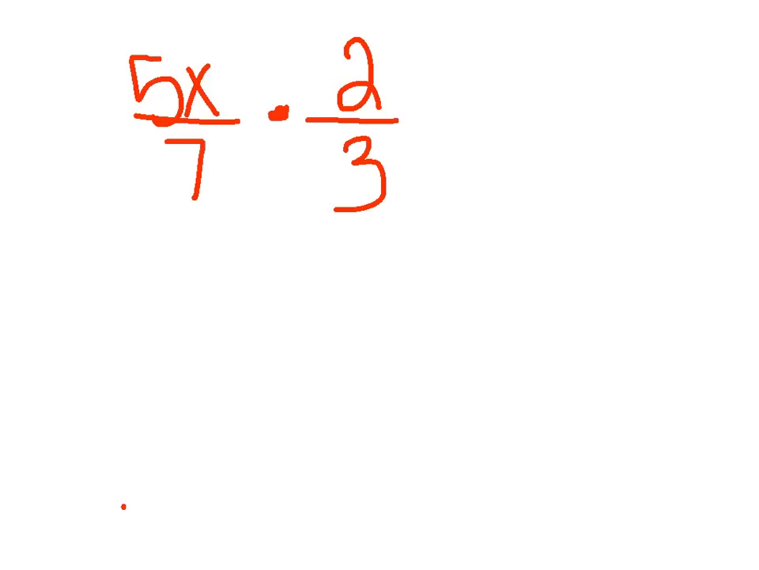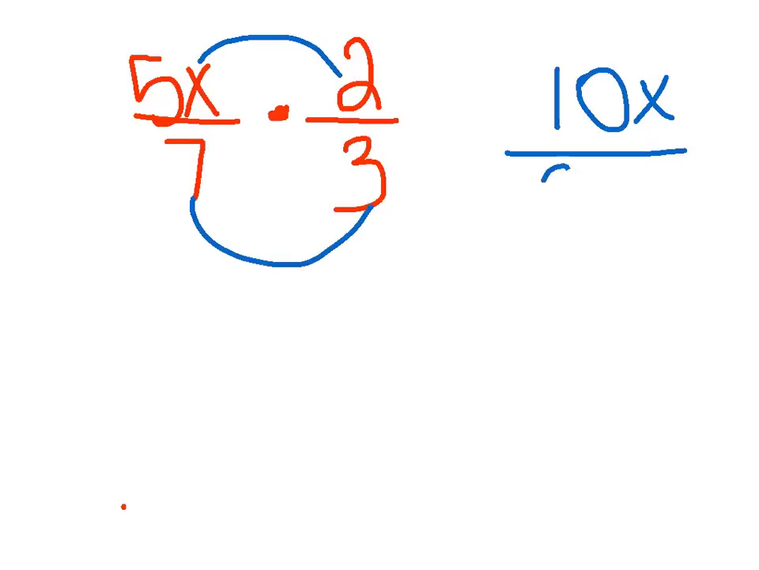Another way to multiply fractions is with variables. This, again, is very easy. You're going to just multiply across the top. 5x times 2x. If I have 5x's and I double it, I get 10x's. And 7 times 3 is 21. So the correct answer would be 10x over 21. Pause the movie now and copy this example into your notes.